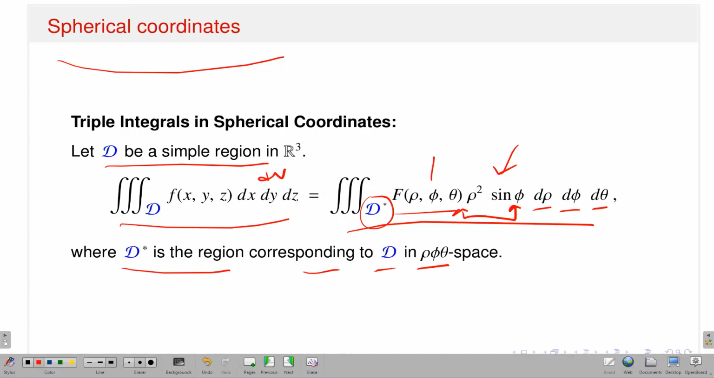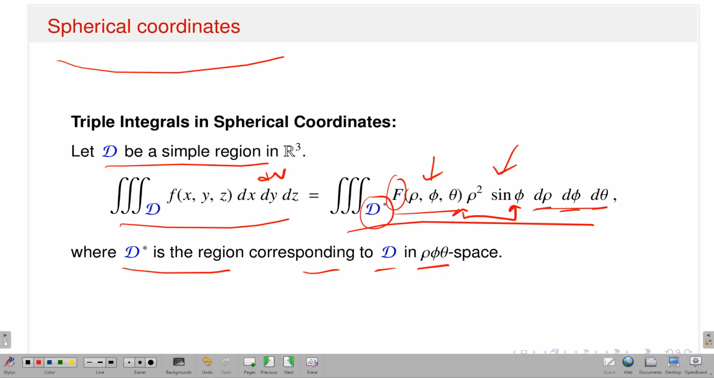So, I have D in the xyz space, that is the Cartesian system. Now, I am changing to the rho phi theta space, that is the spherical coordinate system. D changes to D star. F of xyz changes: if I write x in terms of rho, phi and theta, y in terms of rho, phi and theta, and z in terms of rho, phi and theta, the corresponding integral will change. I will get a function which depends on rho, phi and theta, that I am writing as capital F, and then you have d rho, d phi, d theta.